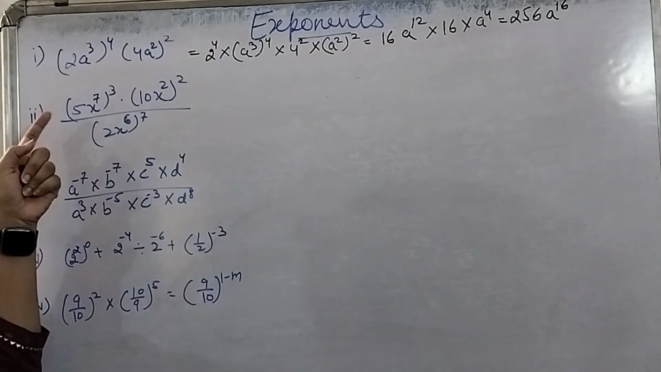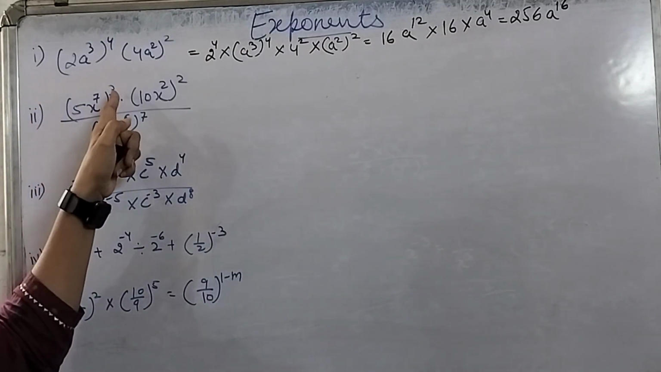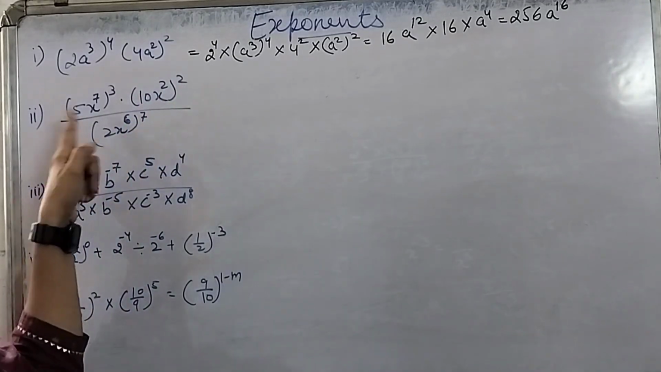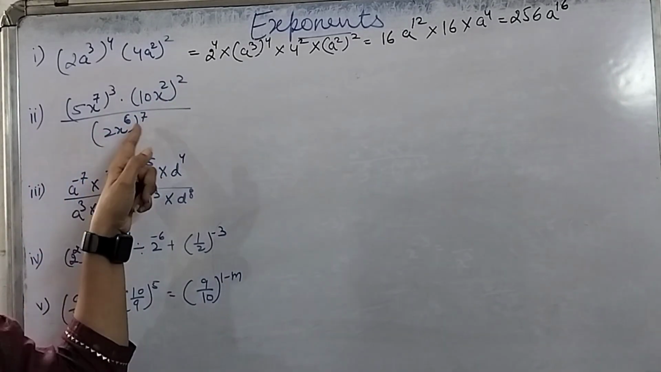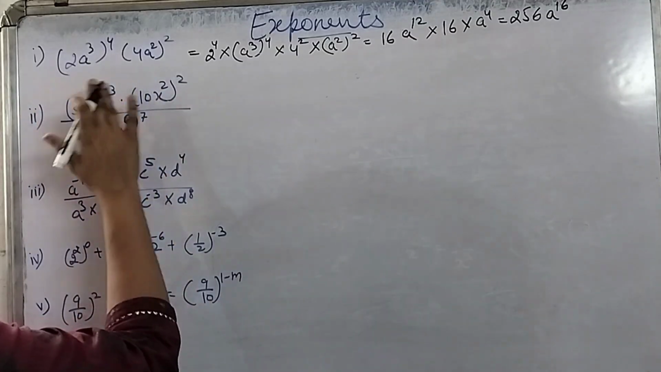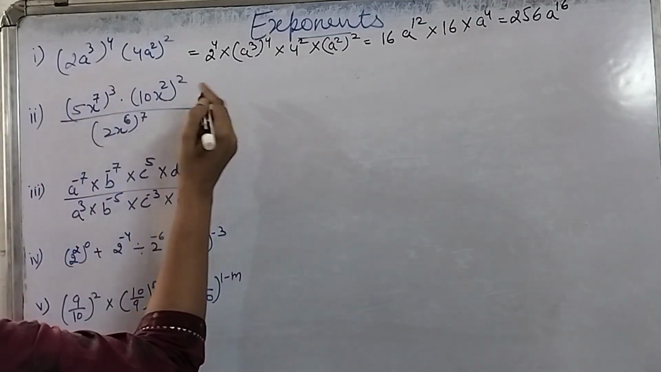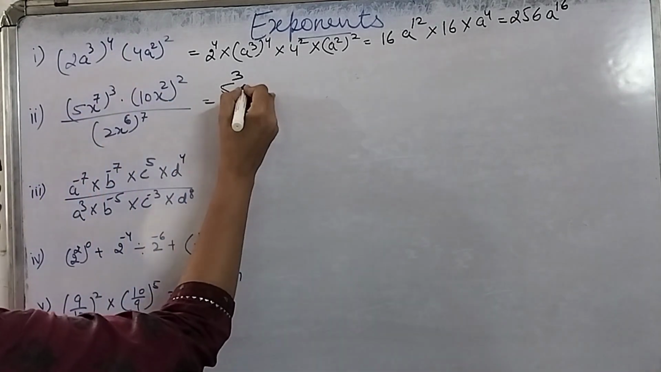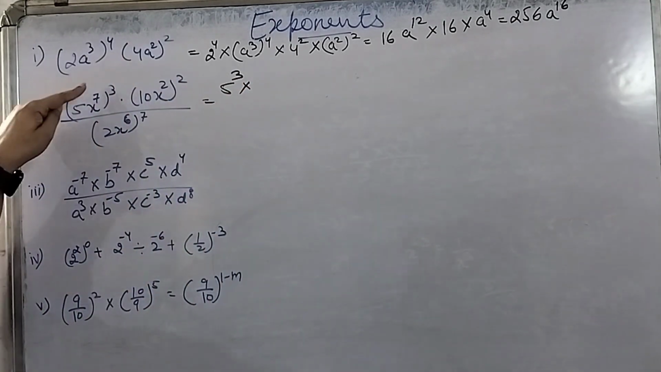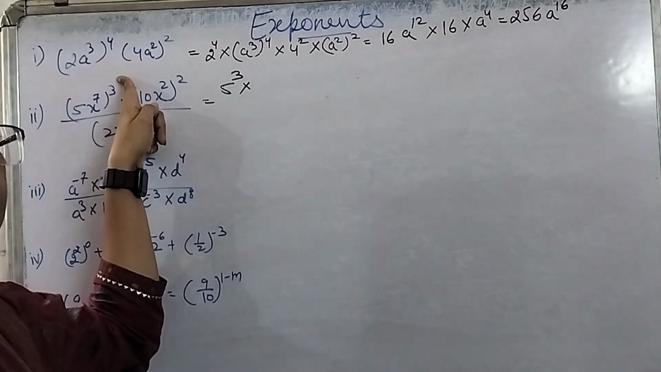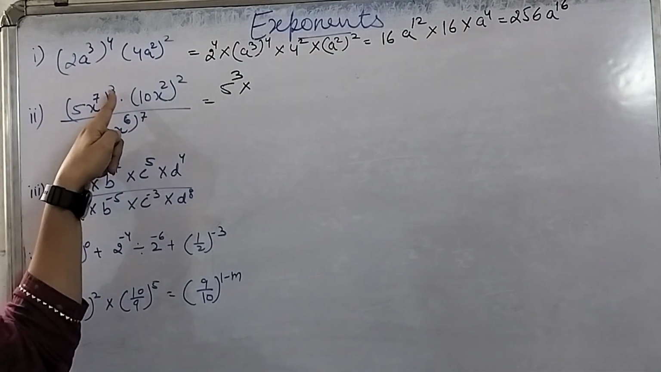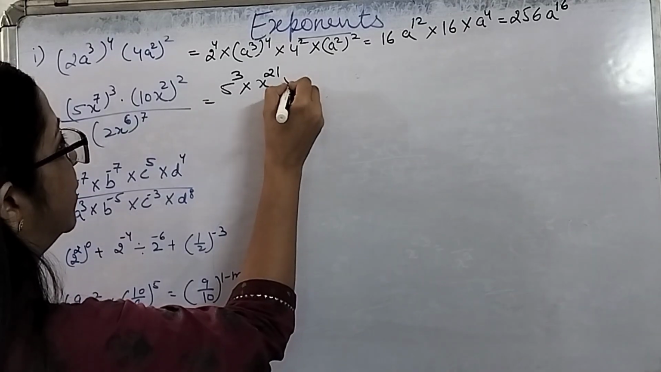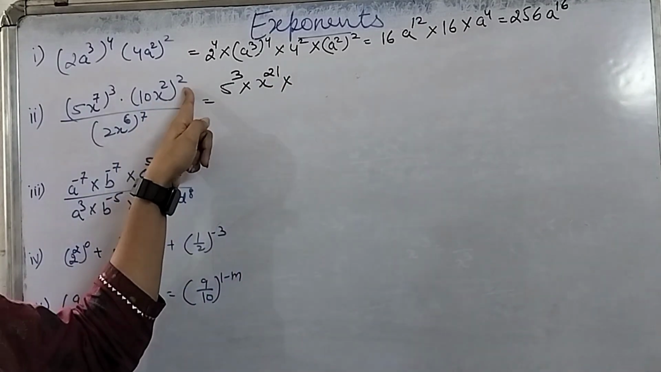Now the second one is (5x^7)^3 multiplied by (10x^2)^2 divided by (2x^6)^7. So first of all, separately we will be writing 5^3. This could be written as 5^3 multiplied by (x^7)^3. That means powers will be multiplied. 7 3s are 21. So x^21 multiplied by 10^2.